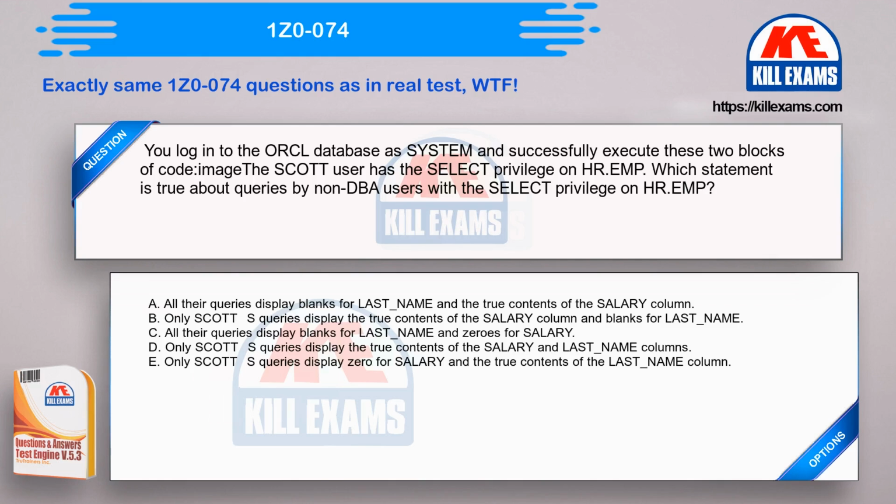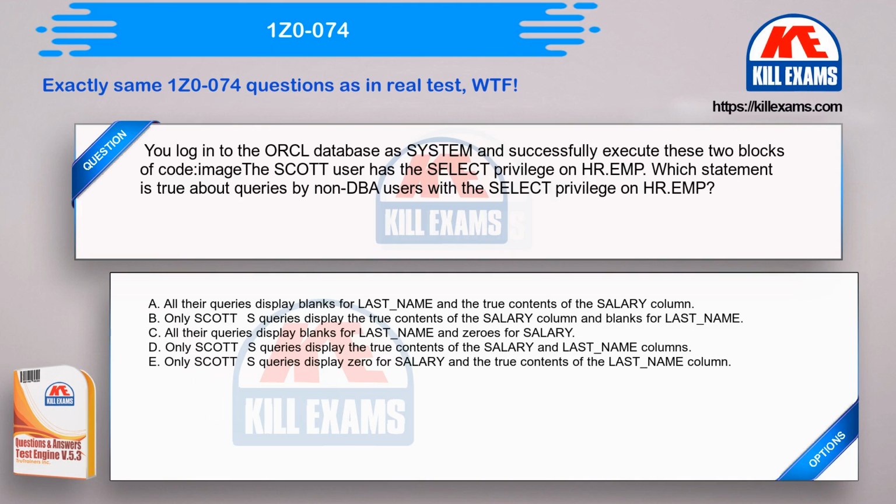You log into the ORCL database system and successfully execute these two blocks of code. Image: the Scott user has the select privilege on HR.EMP. Which statement is true about queries by non-DBA users with the select privilege on HR.EMP?